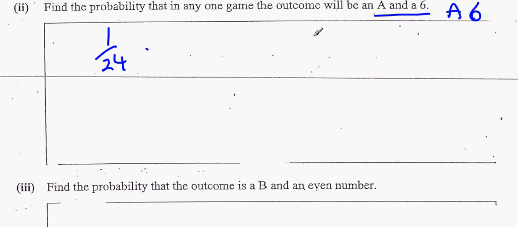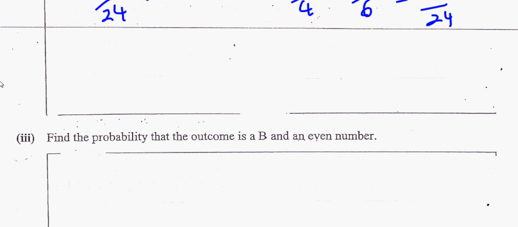It's also the probability of getting an A is 1 out of 4, and the probability of getting a 6 is 1 over 6, and that gets you 1 over 24. Find the probability that the outcome is a B and an even number.